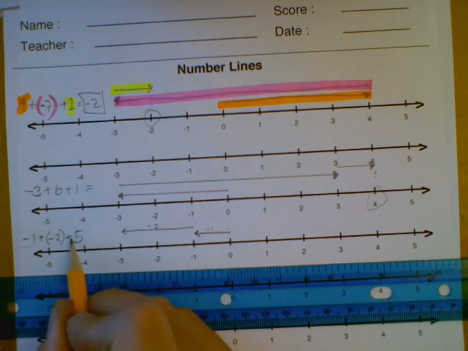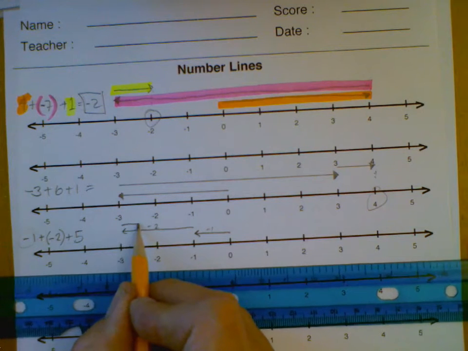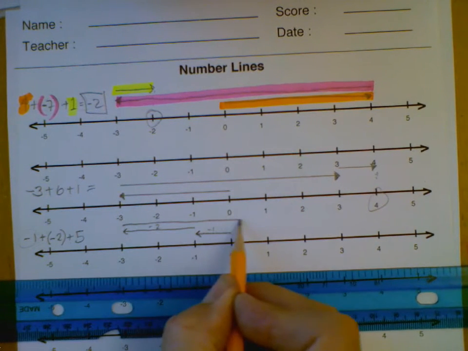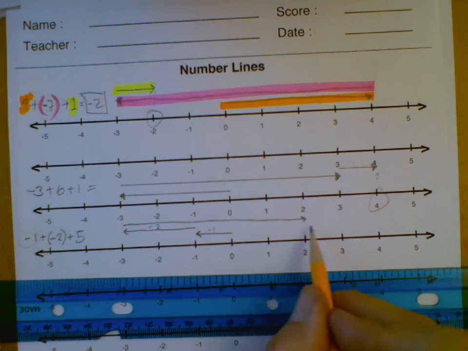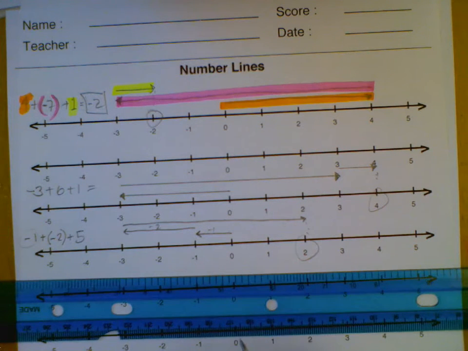Now it looks like I'm going to add 5, so I'm going to have to go back 5. So there's 1, 2, 3, 4, 5. And I end up at 2. And many of you might see that this is 5 minus 1 is 4, minus 2 is 2. So you should have gotten 2.